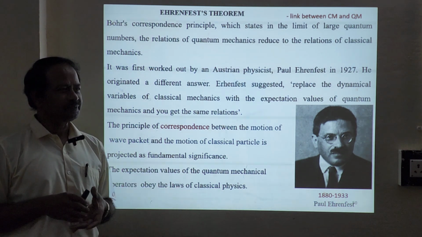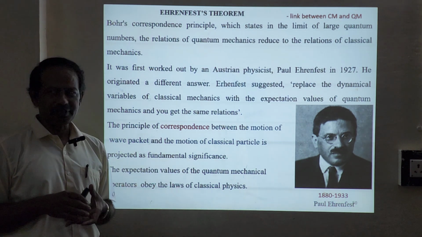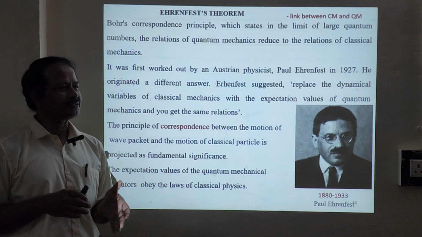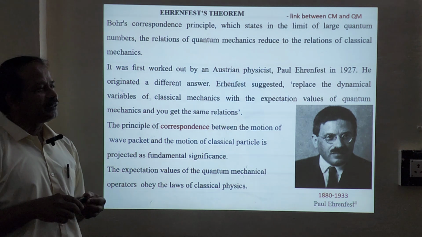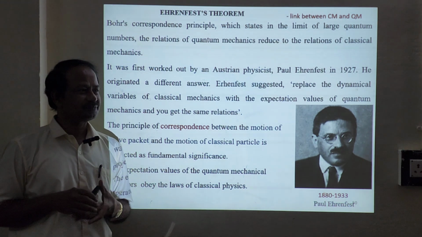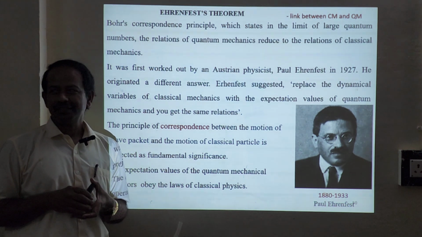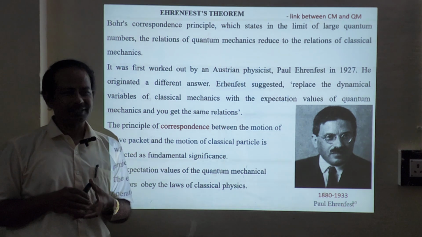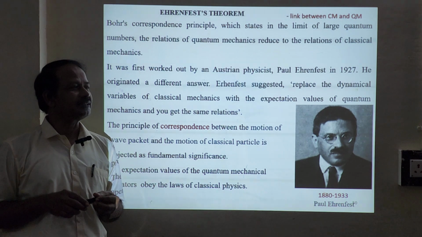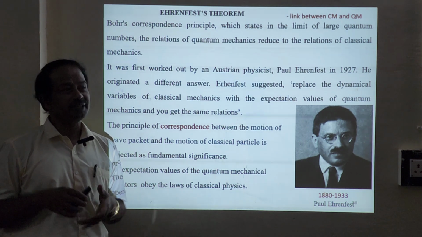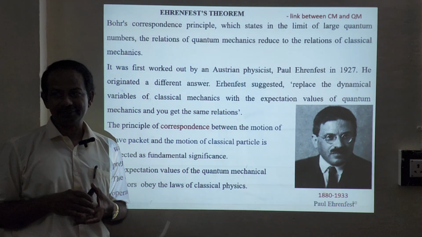When he was 15 or 16 years old, his mother passed away, and after some time his father also passed away. He had four brothers, and the elder brother took care of Ehrenfest. He taught him science and mathematics. Basically, he was very interested in mathematics.